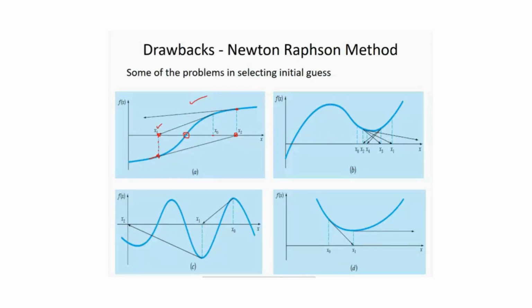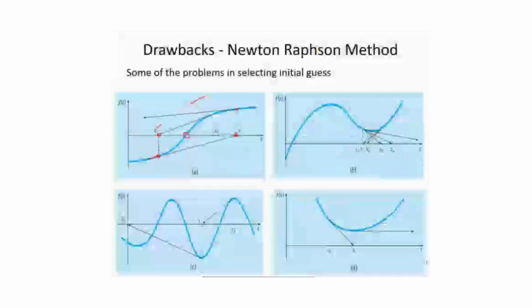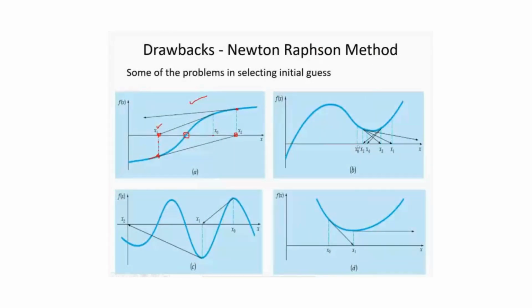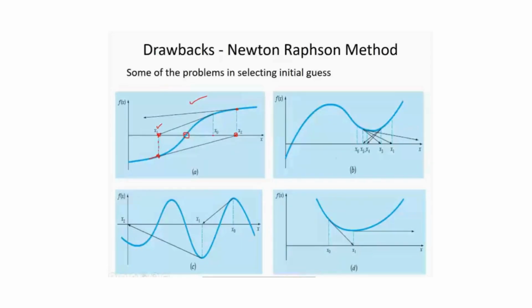So let us see one more function. This is the nature of the function. In this function, suppose I have selected an initial guess value at this point, x naught. From this x naught, you draw a tangent line. Actually, here the tangent line is drawn a little bit at a different place. Okay, let it be x1.